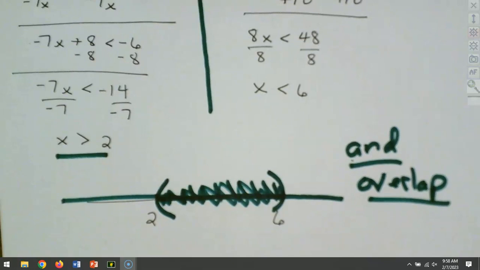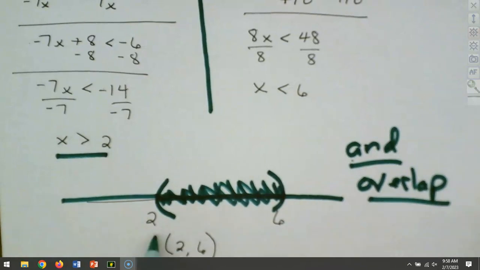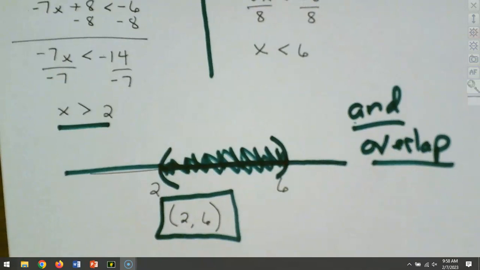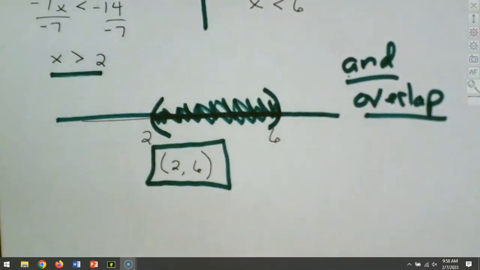So what would my answer look like? In interval notation, it's 2 to 6, and in this case they get parentheses. So does that answer that question? Yeah, and always just take your time. Make sure that x is always on the left. It has to be on the left-hand side. Very, very important.